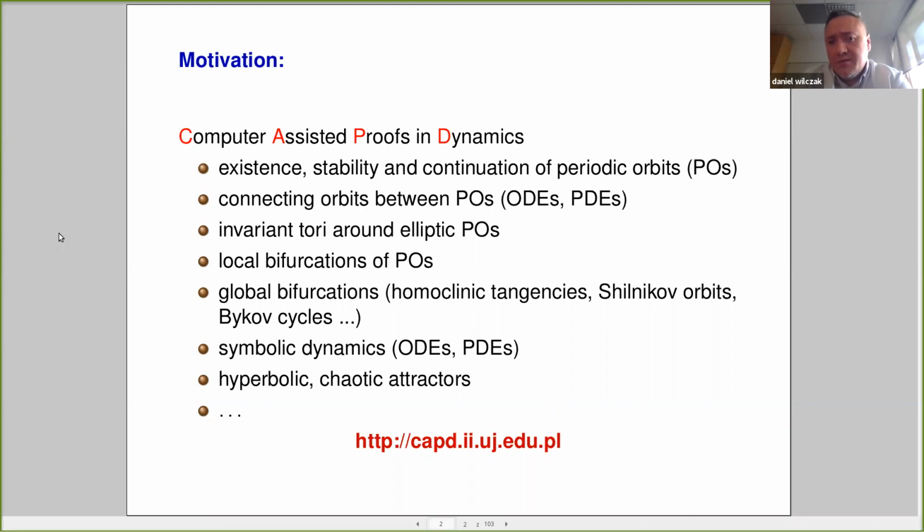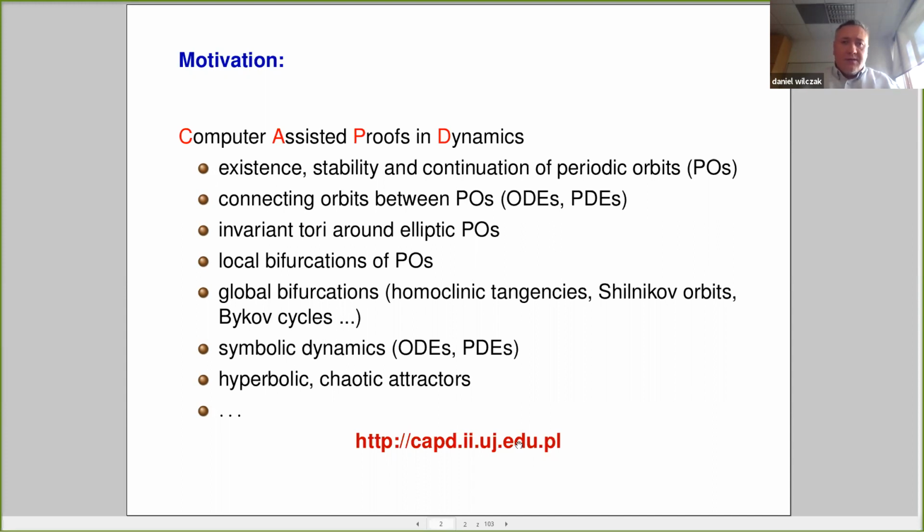We have a software you can download for free from that webpage, CAPD, etc. The acronym stands for computer-assisted proofs in dynamics, and we have already had success in validation of some periodic orbits, connecting orbits between periodic orbits for both ODEs and PDEs, computation of invariant tori around elliptic periodic orbits, and some local and global bifurcations like Shilnikov orbits or homoclinic tangencies for ODEs. Also chaotic dynamics in the sense of symbolic dynamics, and a couple of years ago I also showed the existence of a hyperbolic chaotic attractor in some four-dimensional system.